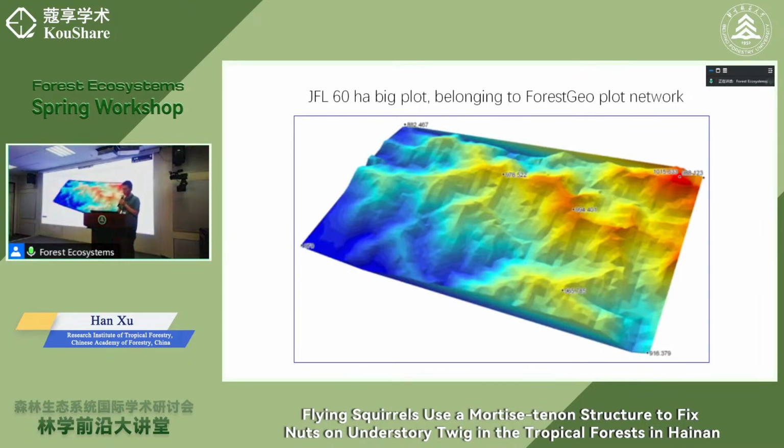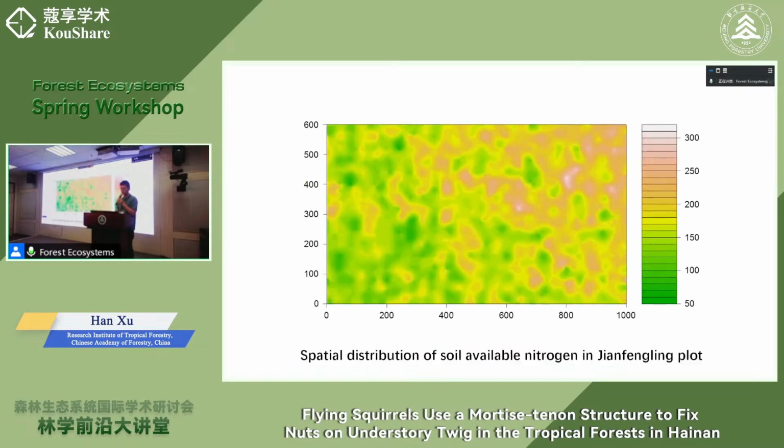And this is the topography of our 60 hectare plot. And this is the soil's available nitrogen distribution in our 60 hectare plot. You can find that from the left part, the soil nitrogen is relatively low, but to the top right part, the soil nitrogen is high. This is an interesting pattern for the soil nitrogen.